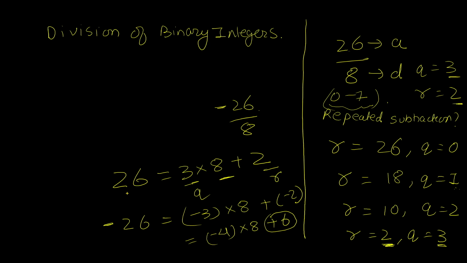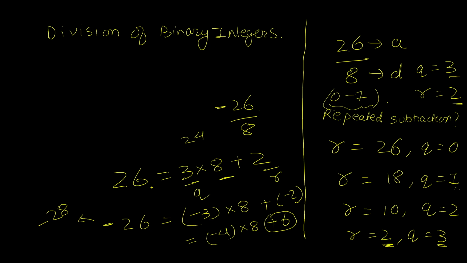I have expressed 26 as 8 times 3, and that is 24. And this is the closest multiple of 8 that is smaller than 26. Okay, but when I'm looking at the negative numbers, the smaller numbers have even bigger magnitudes. For example, -28 is smaller than -26.